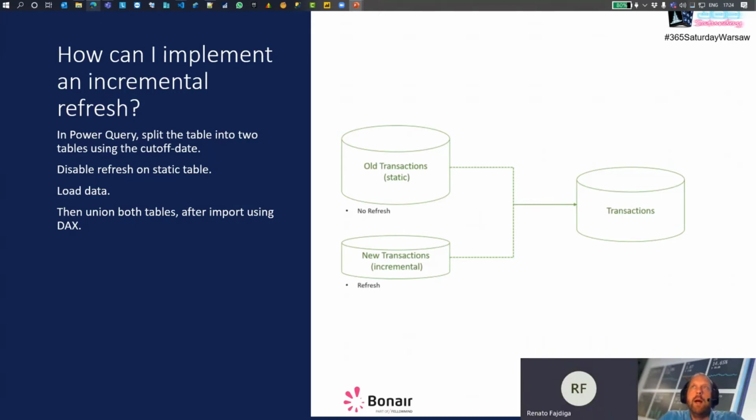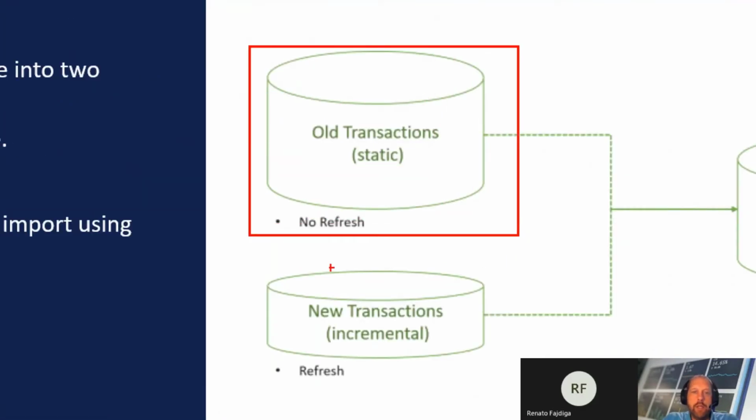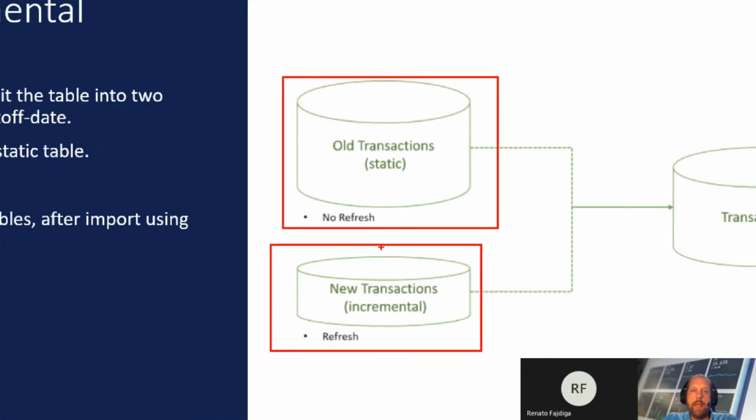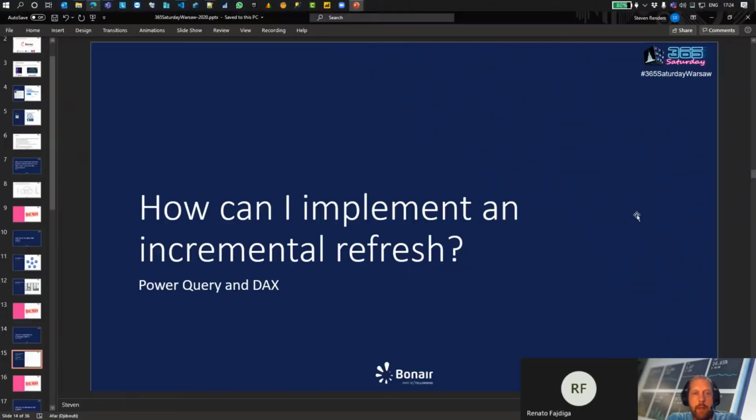So what will I do? I'm going to import the data into Power BI Desktop. I'm going to duplicate the table, and then I'm going to apply a filter on it and do a split. So basically, I'm splitting one table into two tables. The first part I will call static. I will not refresh it, and the second part I will refresh. That splitting of these tables I will do in Power Query. Then I will load both tables into the data model and union them again in the report by using DAX. And that's a way to implement an incremental refresh.